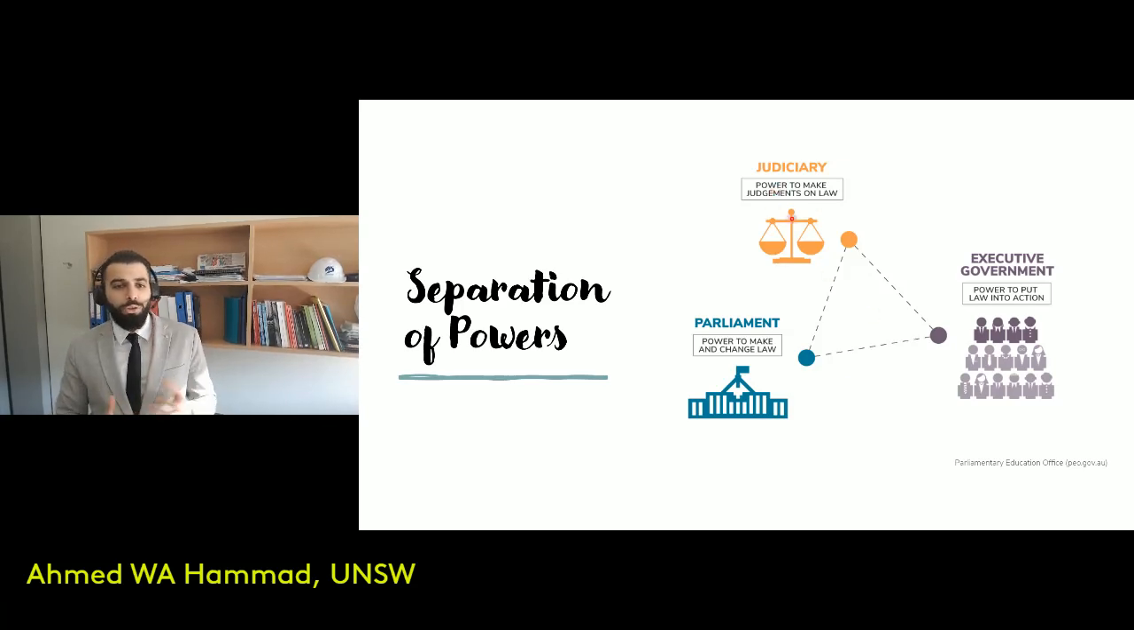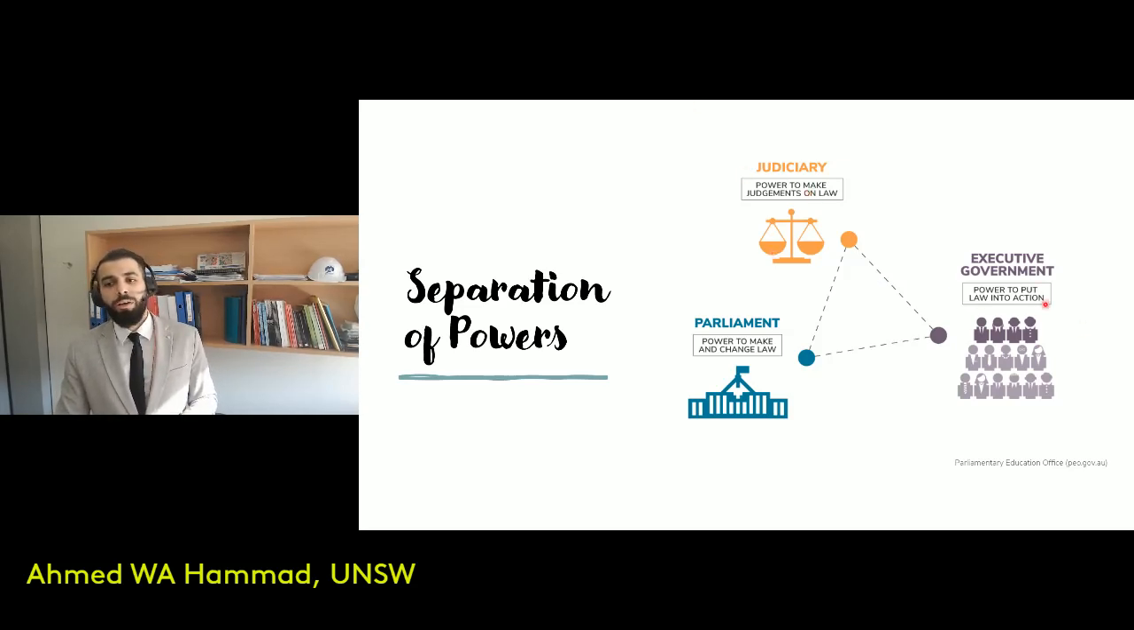Moving on to the judiciary part of this diagram. So the judiciary is basically, you can think of it as the judges and courts that make up the legal system in Australia. They have the power to make judgments on the law that's passed by the Parliament. Now, in Australia, we've got the High Court of Australia. That's the highest court, so that's at the top of the judicial hierarchy. And then we have federal courts and also state courts. So all these courts form part of the judiciary system in Australia.